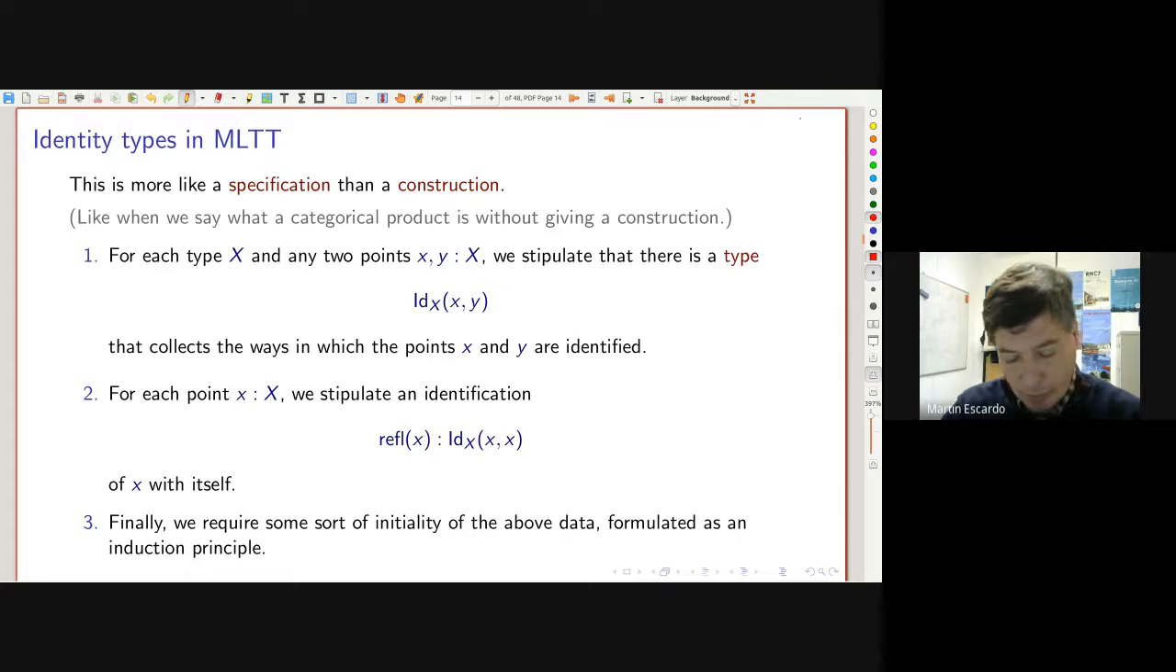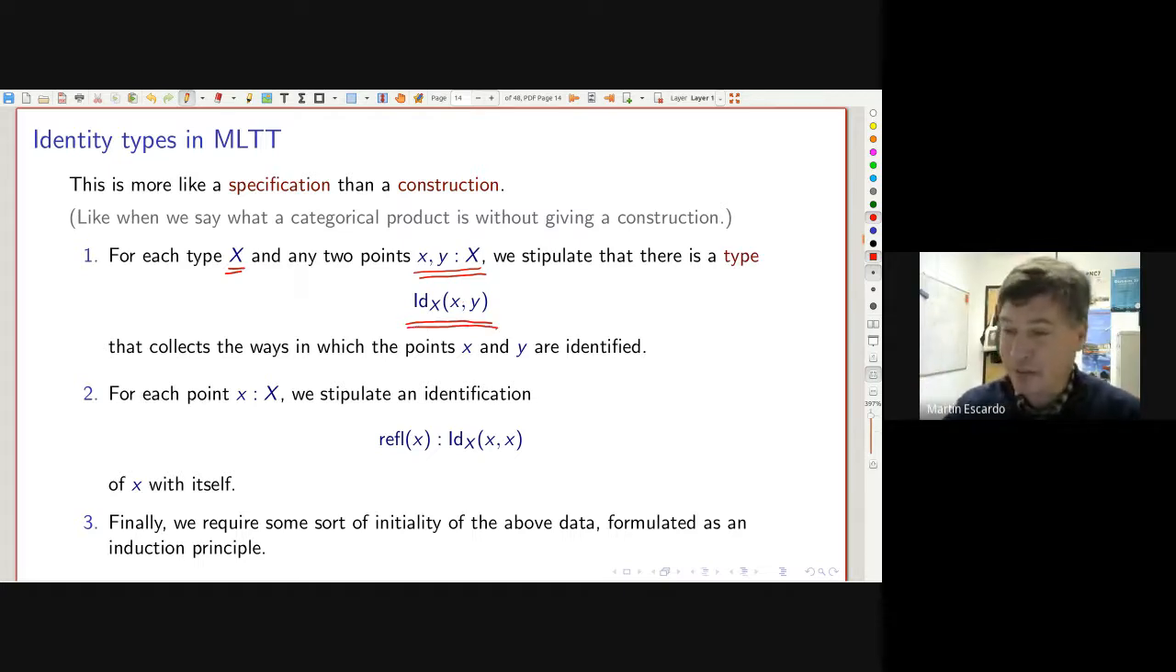If you fix a type X and fix two points x and y of this type X, he stipulated that there is a new type, the identity type connecting x and y, which collects the ways in which these points are identified. So this is a type, so it's a collection.